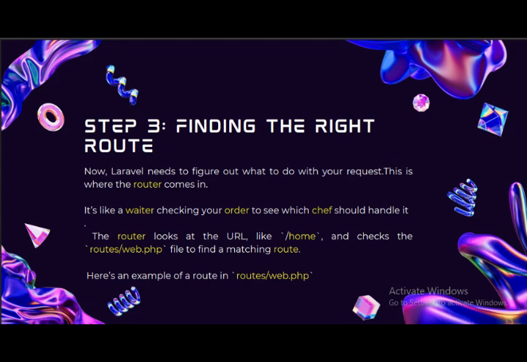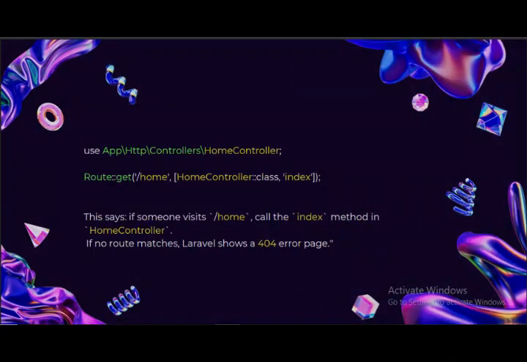Here's an example of a route in routes/web.php. use App\Http\Controllers\HomeController; Route::get('/home', [HomeController::class, 'index']); This says if someone visits /home, call the index method in HomeController. If no route matches, Laravel shows a 404 error page.